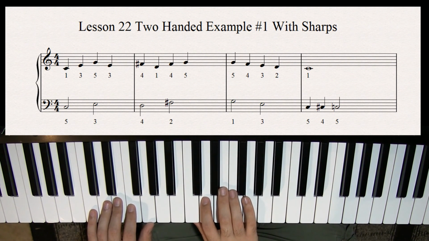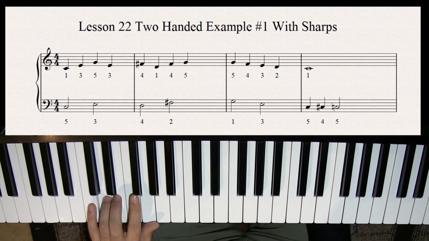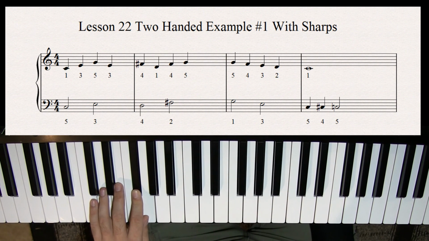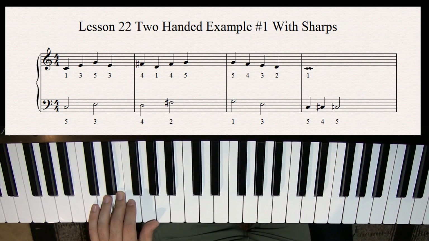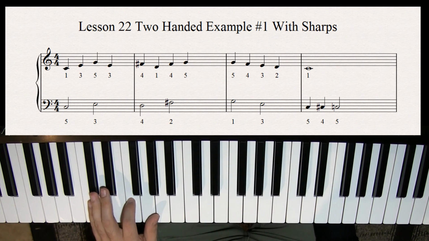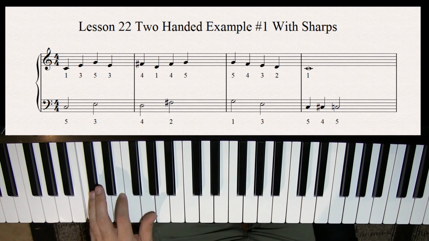So we have C with 5, E with 3, and then the next measure we have D with 4, F sharp with 2, and then you have G with 1, which is our thumb, on the third measure, E with 3, and then our last measure here we have C with 5, C sharp with 4.